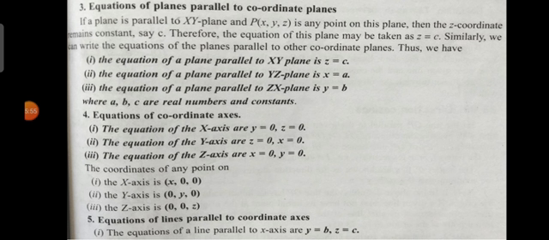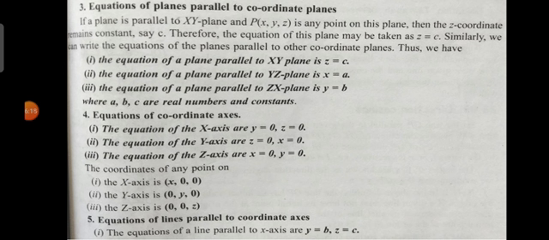Compare with two dimensions, then you will get it. So a, b, c are real numbers and they are constants. And that is the third one.